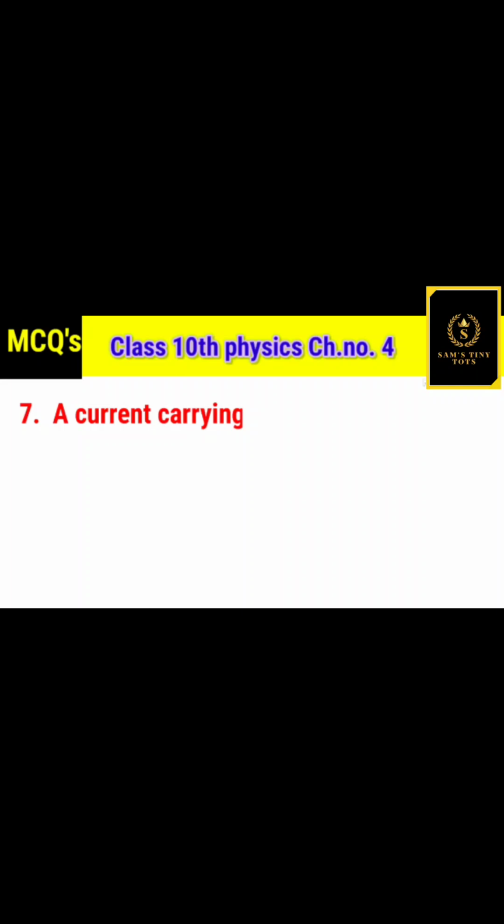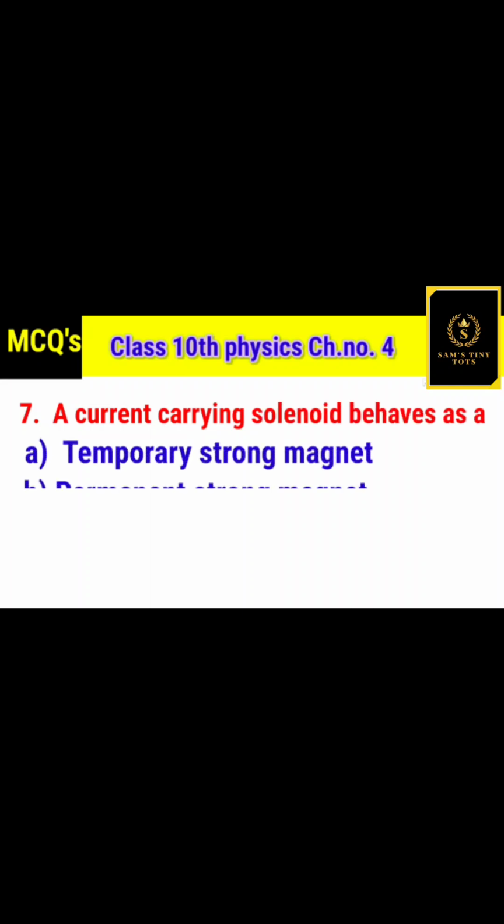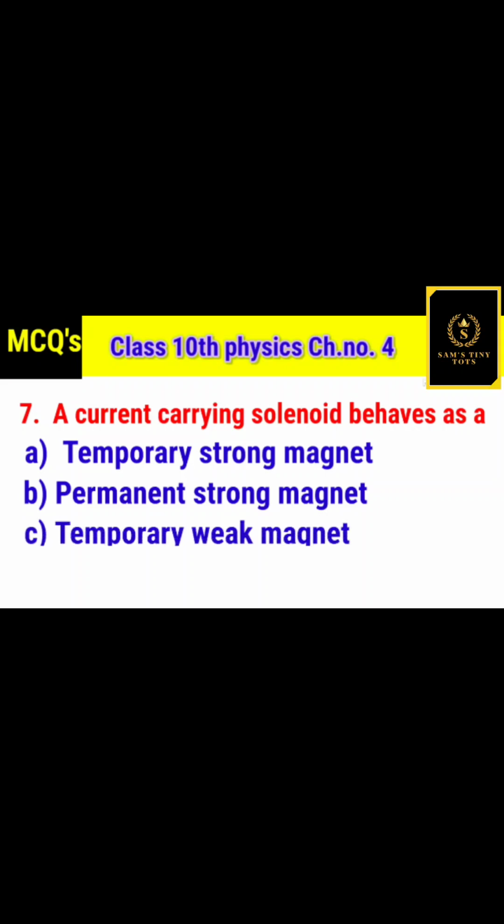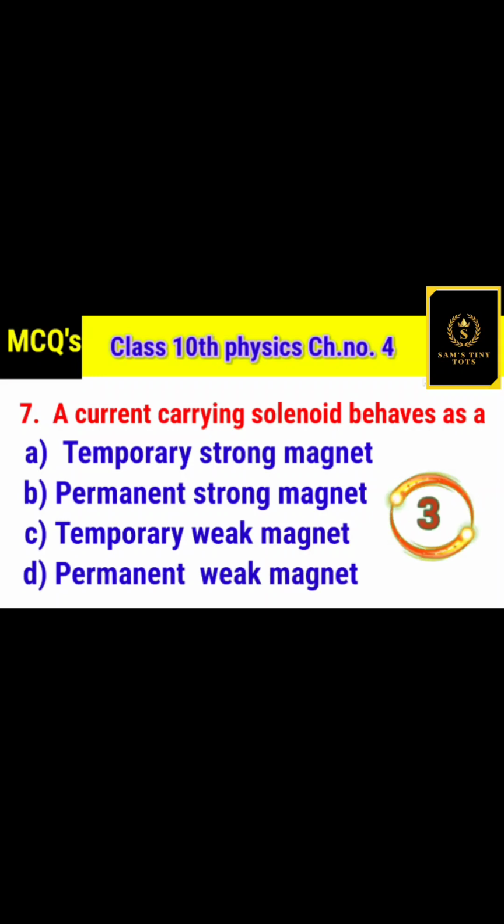7. A current carrying solenoid behaves as a option A temporary strong magnet, option B permanent strong magnet, option C temporary weak magnet, and option D permanent weak magnet. And the correct option is temporary strong magnet.